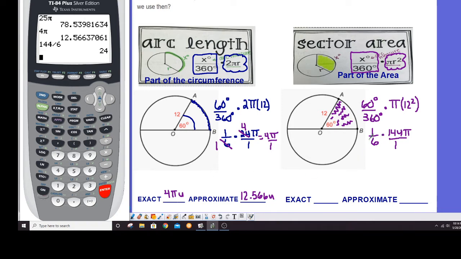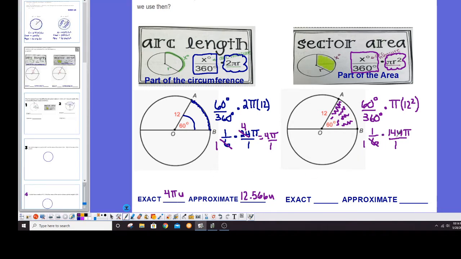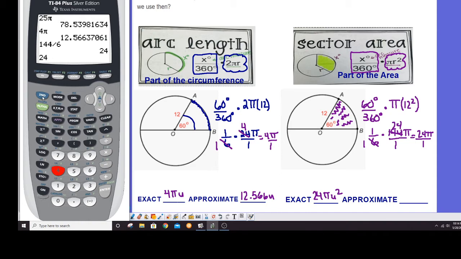Okay, so 6 goes into 6 one time. 6 goes into 144 24 times. I did say 24, yeah, okay. And multiply straight across. 1 times 24 pi is 24 pi. 1 times 1 is 1. So the exact area of this sector here is 24 pi units squared. And the approximate would be multiplying this out.